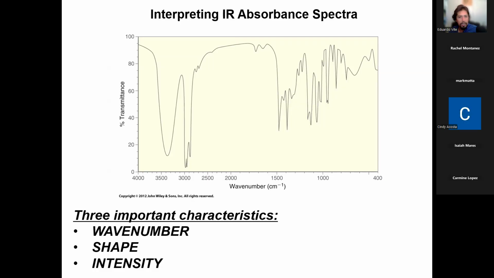So, I promised you guys there was going to be no math. And it is true. We only look at 3 things for now. We look at the wave number, the x-axis. That gives me the bond strength. So I'm going to write this down as I'm telling it to you guys. Hold on. Got to do my annotations. So here we go. Wave number, bond strength.